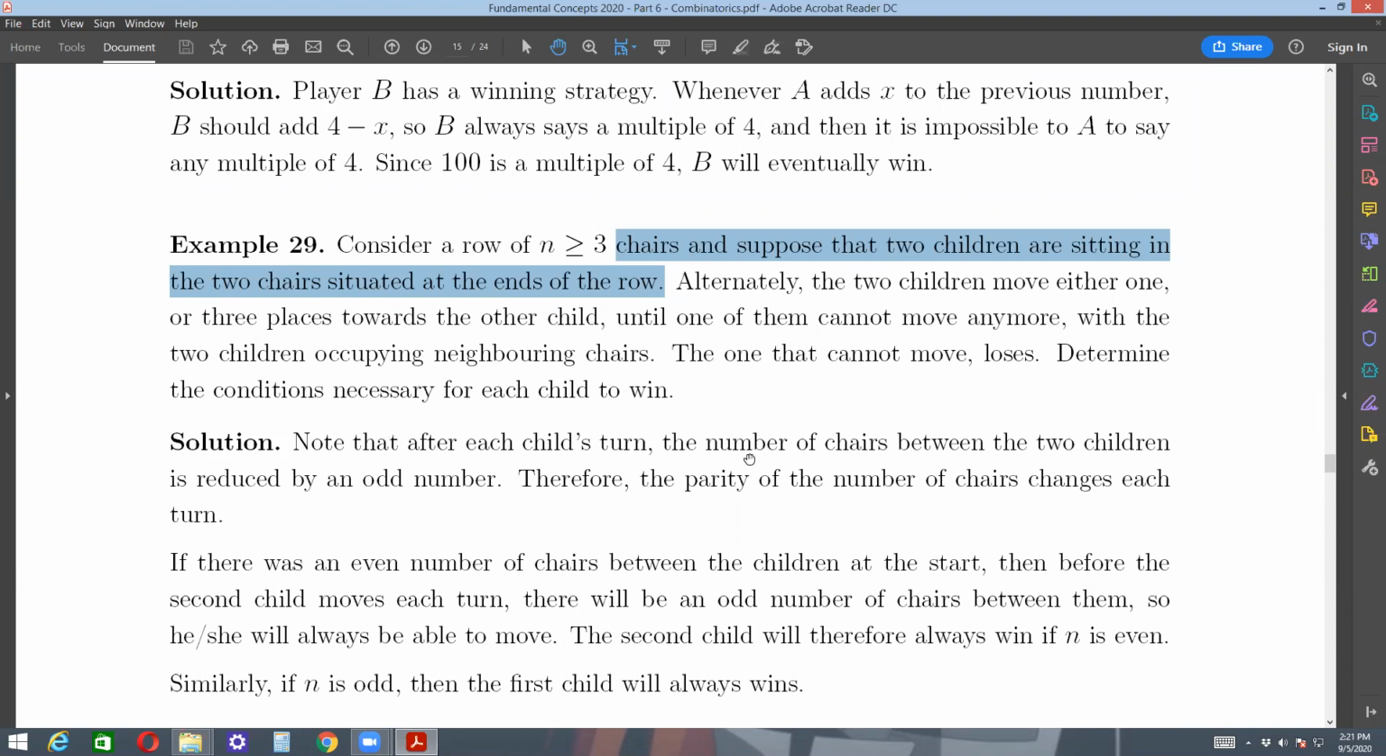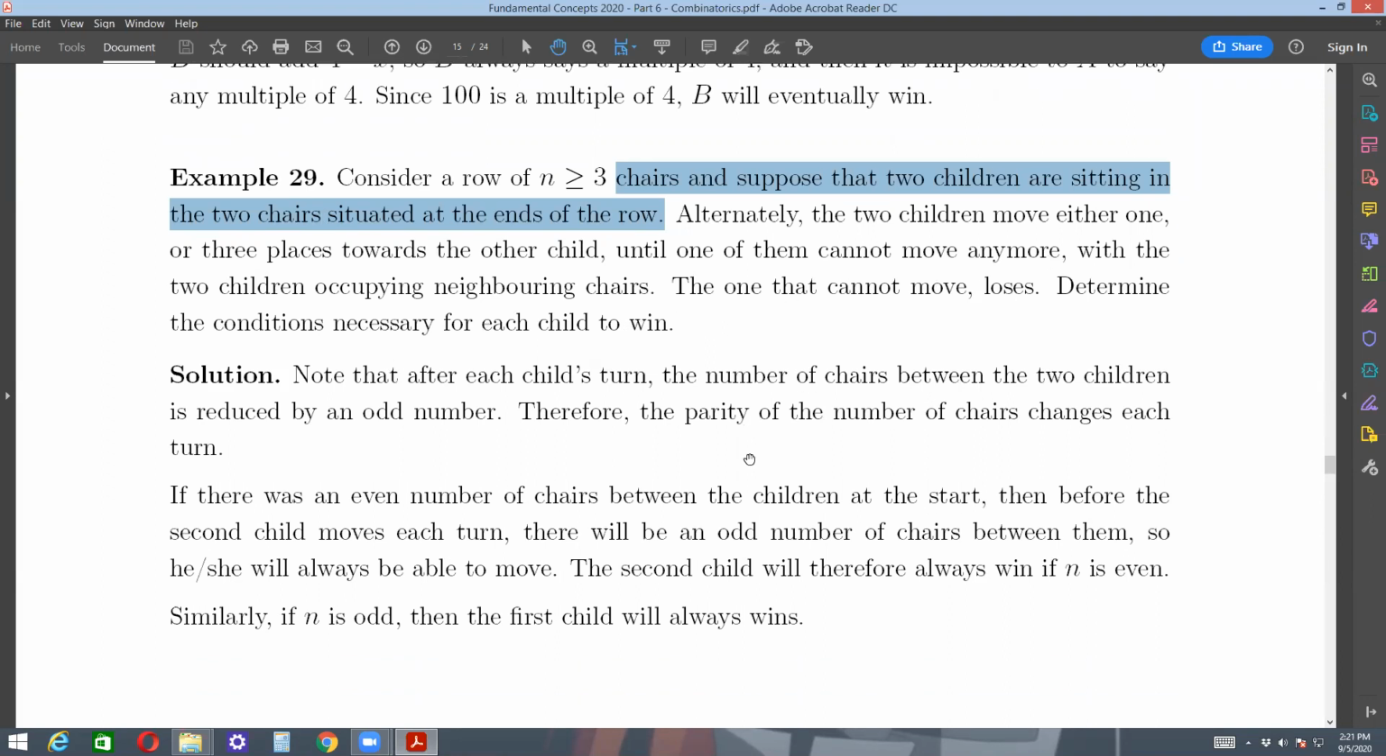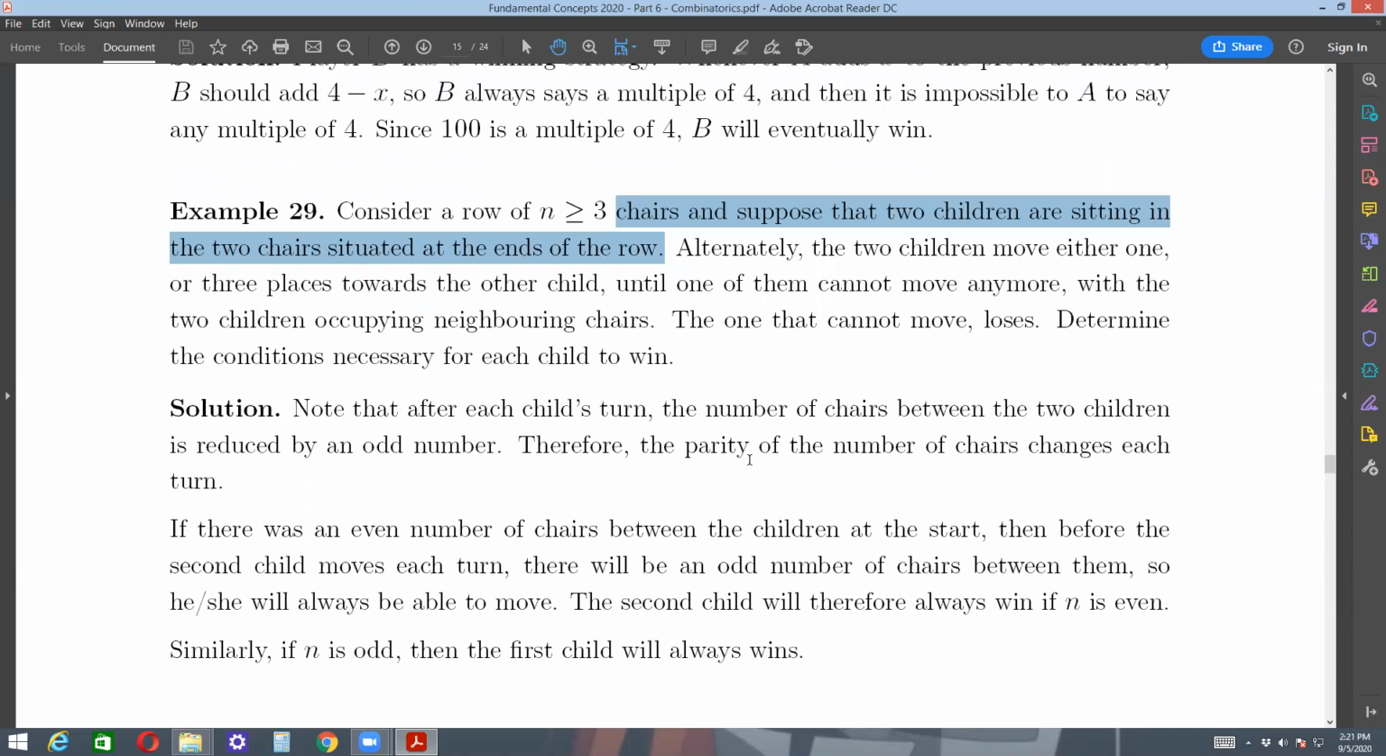So you could think of the first child being on the left and the second child being on the right. You could think of it that way here. I guess you could think of it as being symmetric. So whichever one plays first, you could call out the first child, or whichever one moves first.